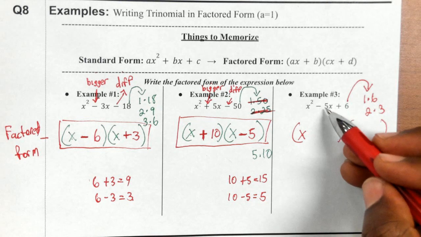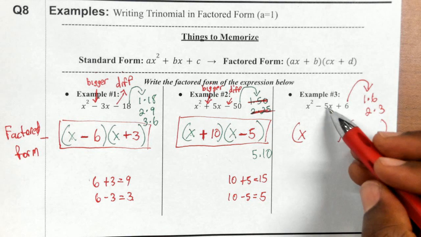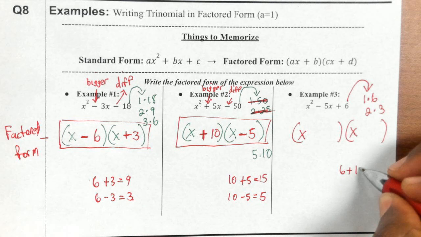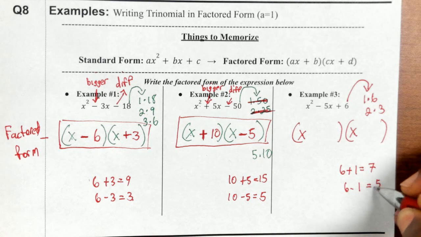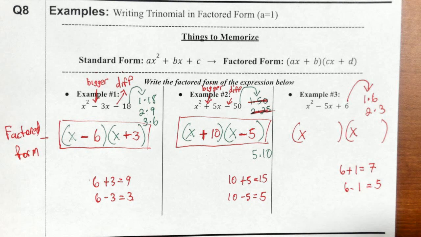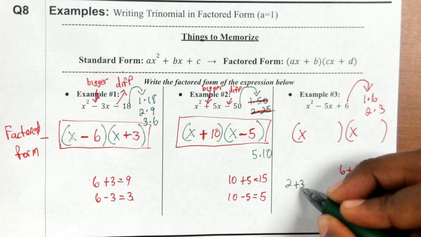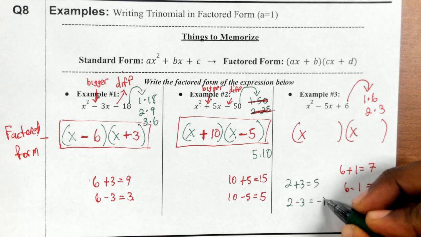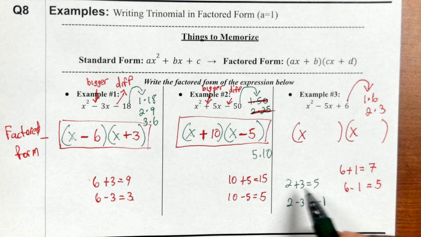Now I need to figure out what pair would add or subtract to give me 5. If I added 1 and 6, that gives me 7. But if I subtracted them, I get 5. But guys, if you did the same with 2 and 3, if you added them, you get 5, even though when you subtract, you get -1. It does also give you 5. So both of these pairs could work.